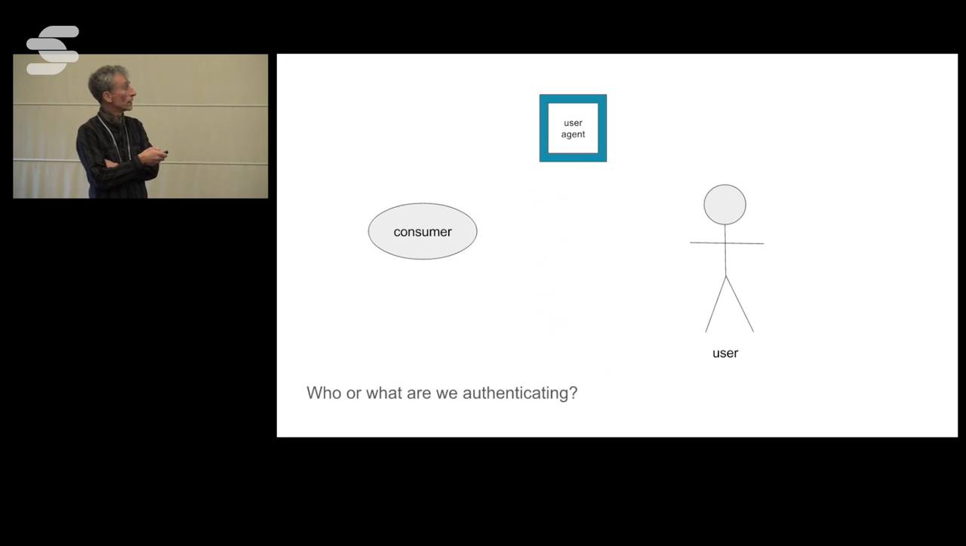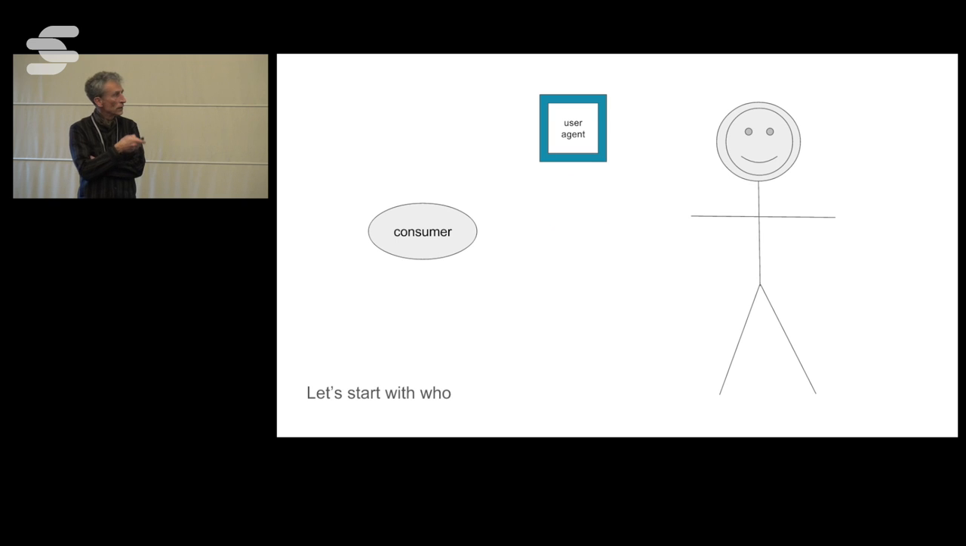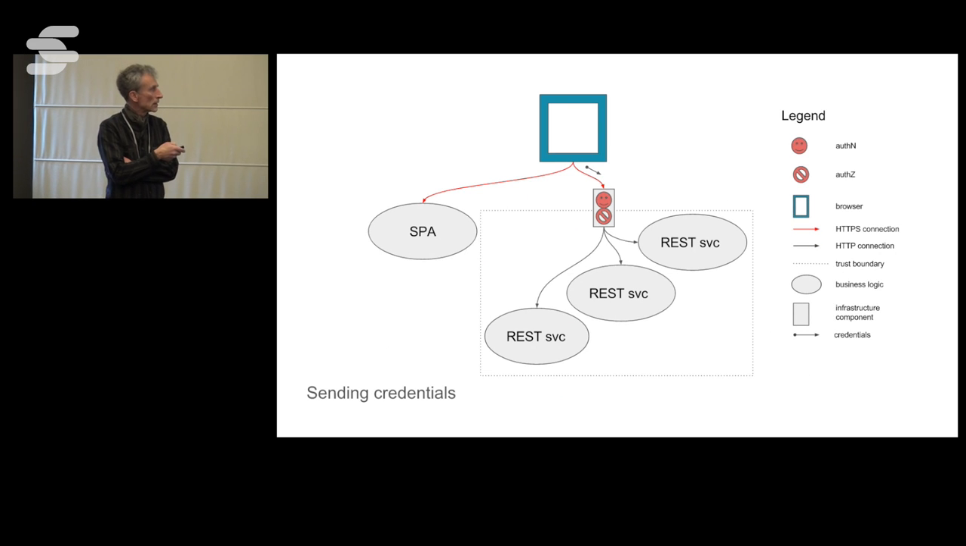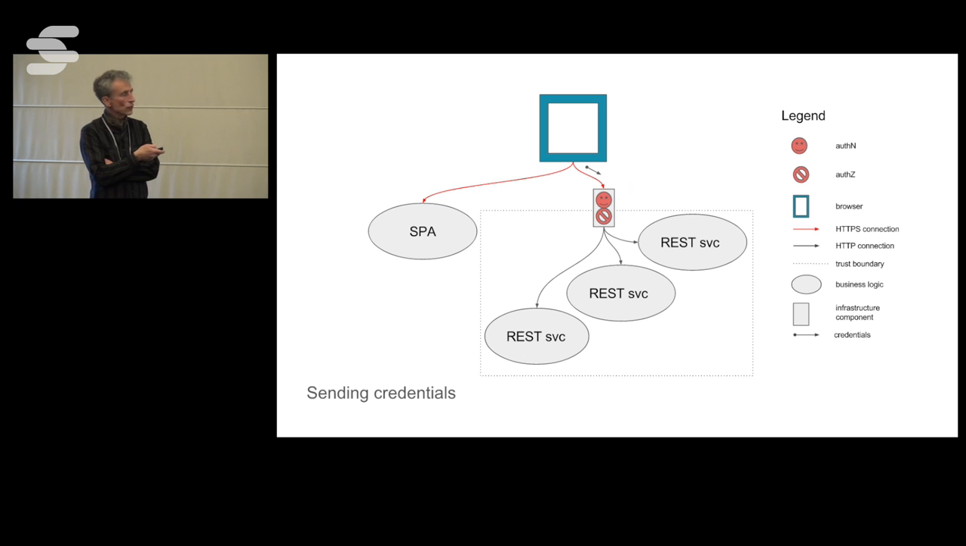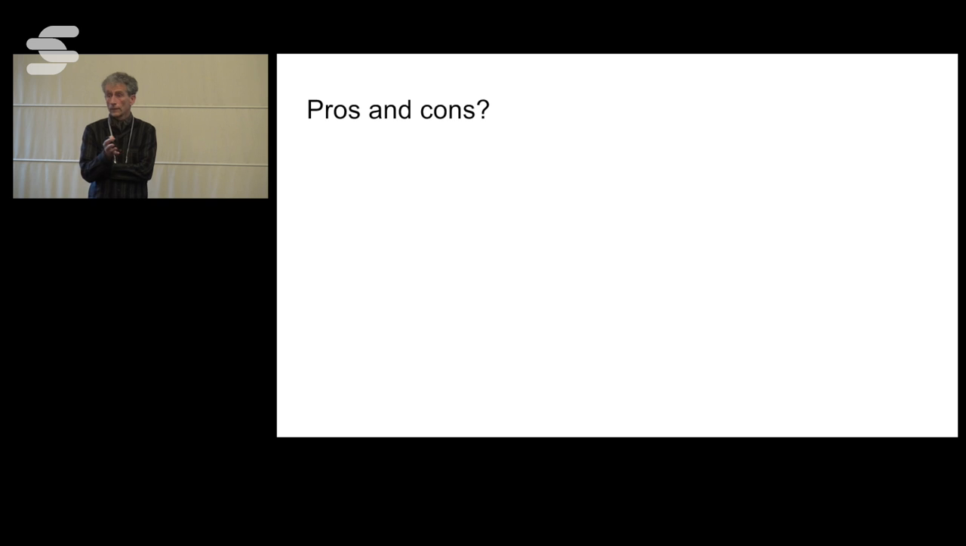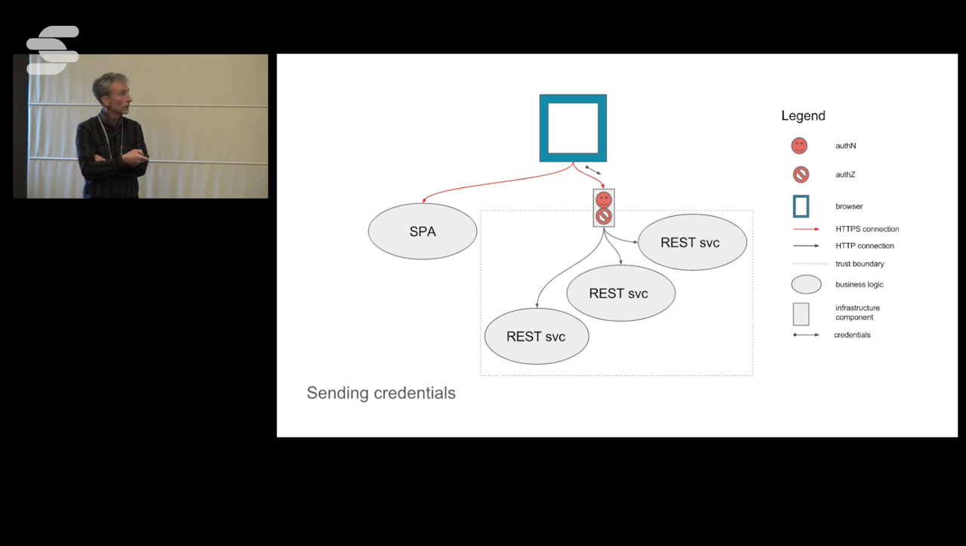So, here is the question about who we are exactly authenticating. Is it the user? Is it the client? For now, we're going to be mainly talking about the user. One way the user could be authenticated by the API gateway is by sending the credentials. But there may be problems with this. Can you see some of the pros and cons of sending the credentials to the API gateway?